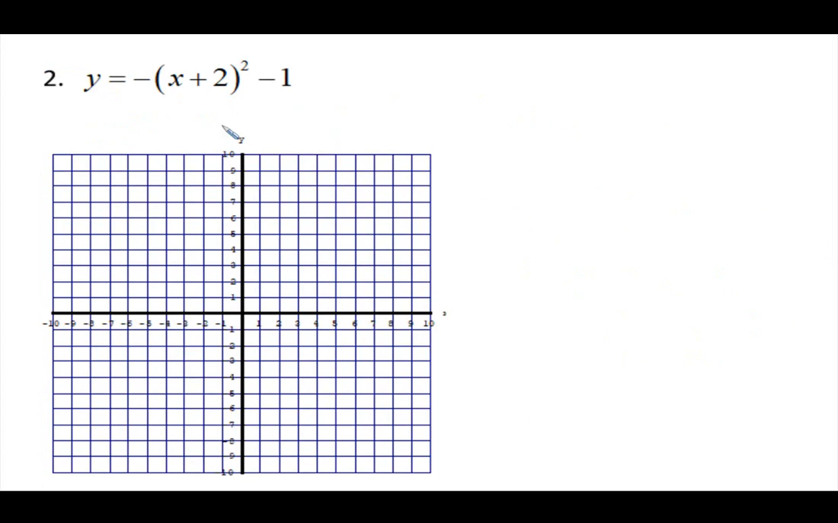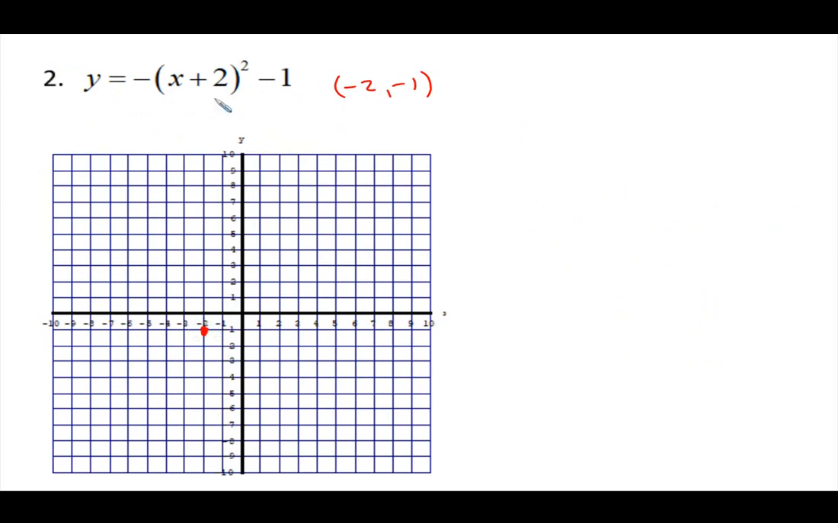All right, so number 2 here. We're going to graph this quadratic, so we're going to find the vertex. I know the vertex is -2, -1, and then I'm going to plot it. So -2, -1. So here's my vertex.